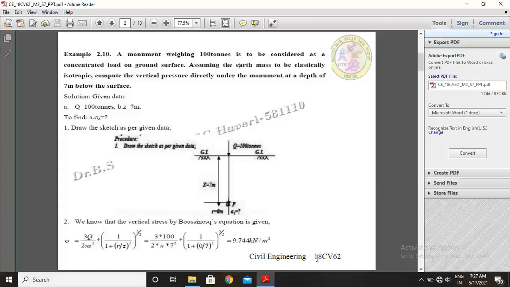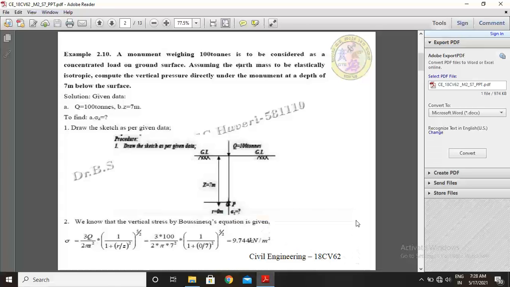Now procedure. First step, draw the sketch as per given data. Now see, this is the sketch, this is the ground level, this is the load Q of 100 tons acting at a depth of Z equal to 7 meter, and this is point P required to calculate sigma Z. Here R becomes 0, the radial distance.